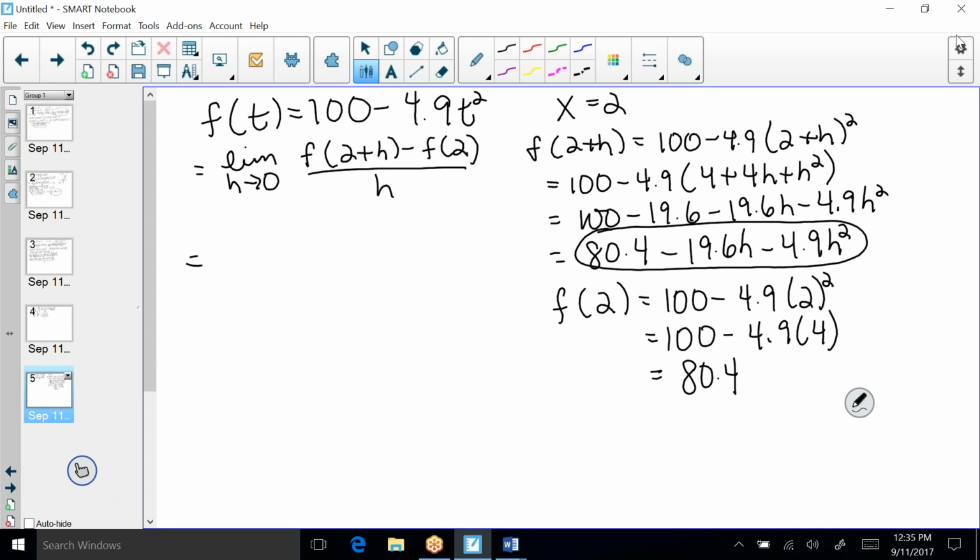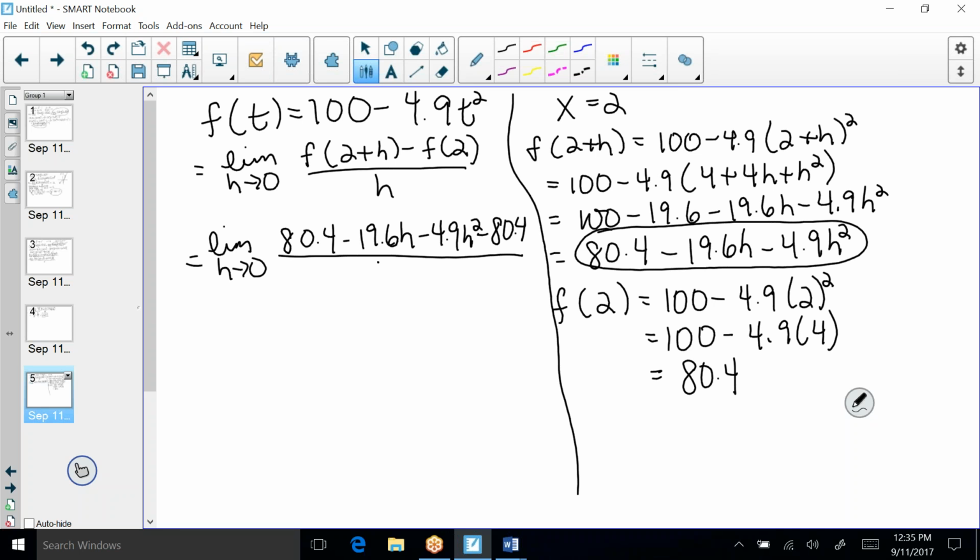And then the other thing that we have to find is the f of 2. So I did that off to the side here. And for f of 2, I got 80.4. So then we're going to go back to our limit here and we can plug everything in that we just found. So we're looking at the limit as h goes to 0. And now I have to write f of 2 plus h, this thing that we found over here, which is 80.4 minus 19.6h minus 4.9h squared, minus this 80.4.